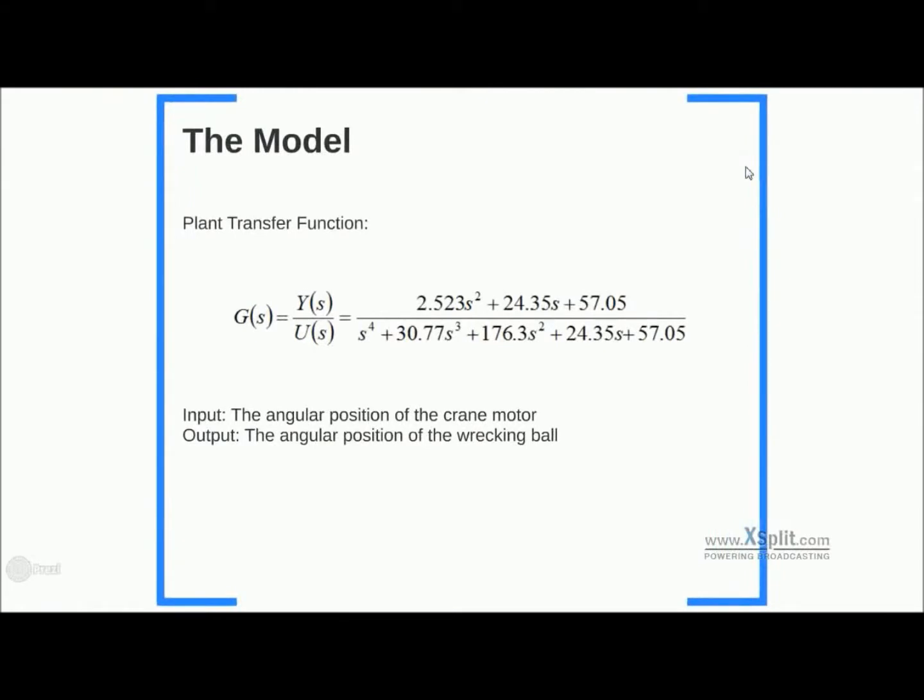So here we can see the model we just came up with, but instead of all the constants, we put in the numerical values that we calculated a couple of slides ago. And again, you can see the input, the angular position of the motor, to the output, which is the position of the crane wrecking ball.